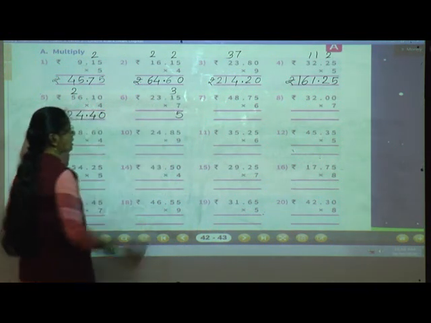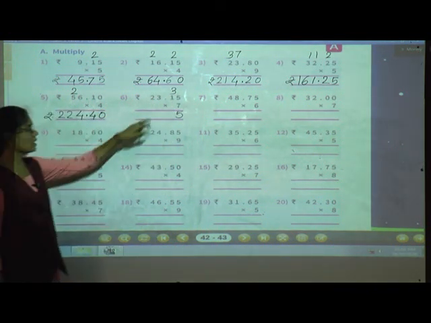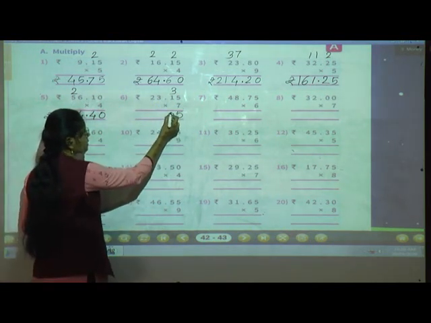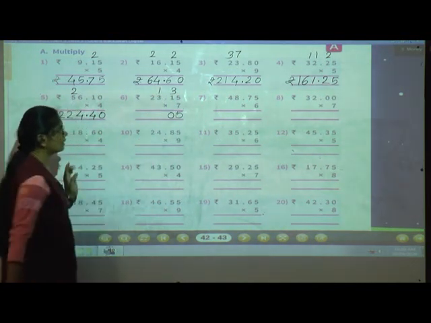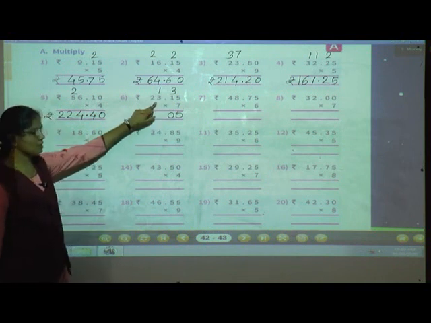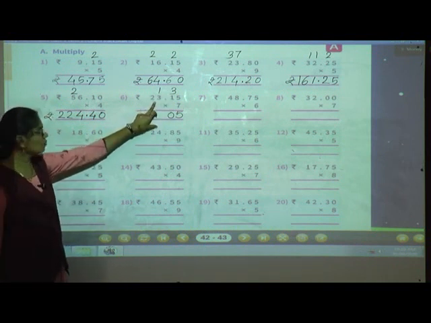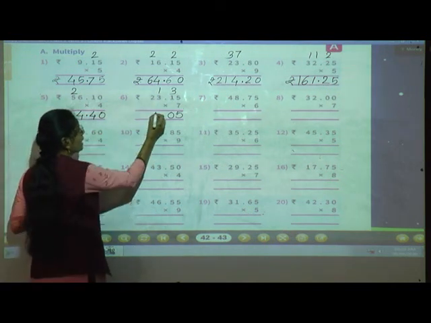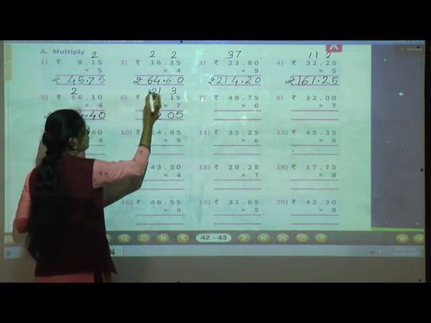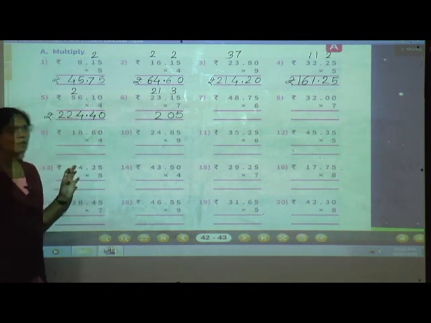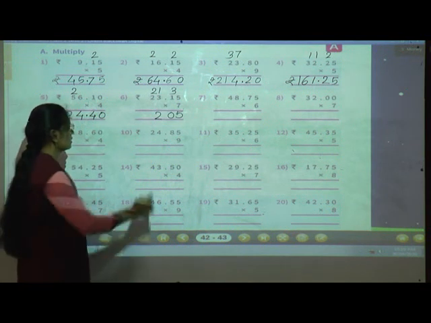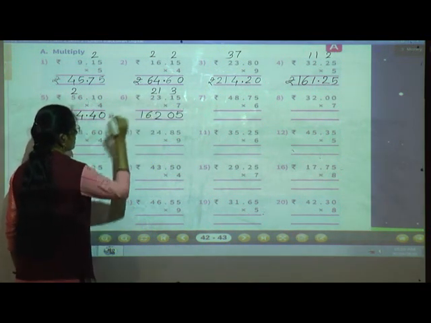Then 7 into 1, 7 ones are 7 plus 3, 10. So here we'll give 0 and 1 as a carry. Then 7 into 3, 7 3s are 21. 21 plus 1, 22. So here we'll write 2 and 2 as a carry. Then 7 2s are 14 plus 2, 16. Correct. So here we'll write 16.